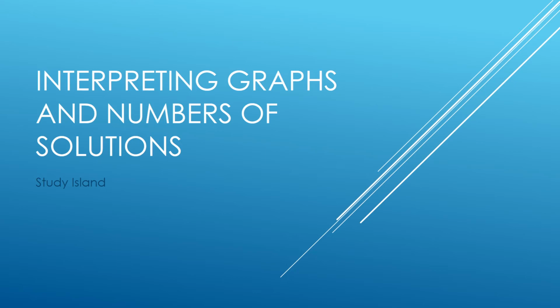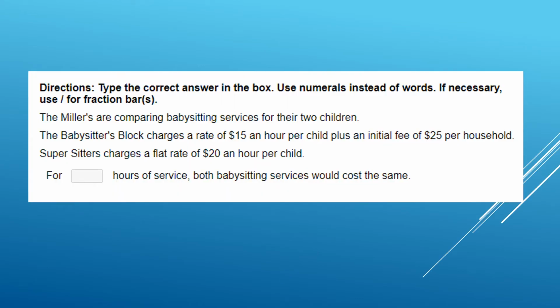Okay, this is Mrs. Sebastian, and we are looking at interpreting graphs and numbers of solution on Study Island. So, the Millers are comparing babysitting services for their two children. The Babysitter's Block charges a flat rate of $15 an hour per child, plus an initial fee of $25 per household.